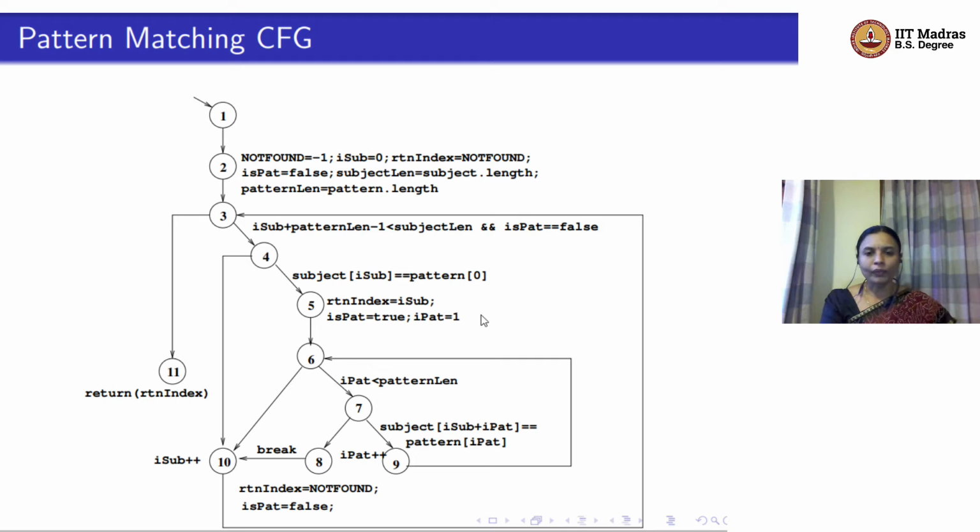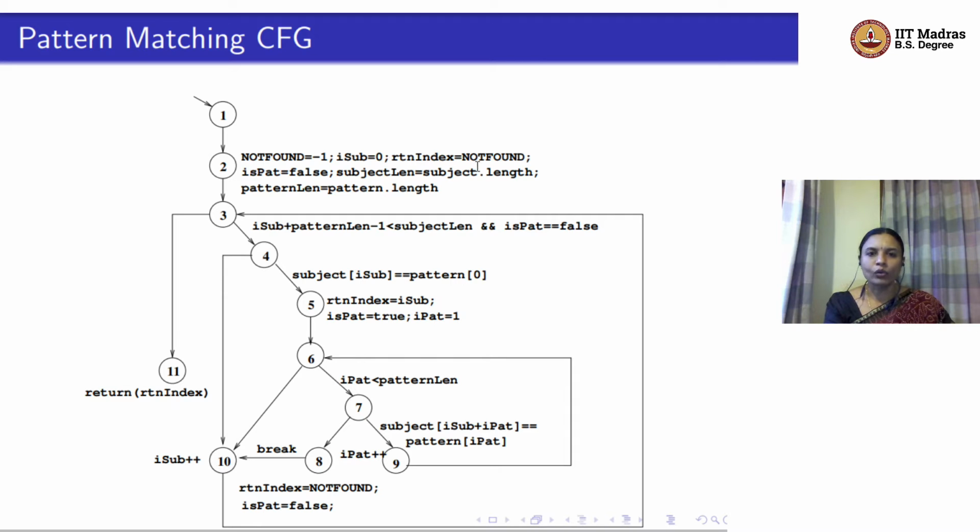Why have we now labeled some of the nodes and some of the edges with statements from the program? It is from these labels that we are going to infer the definitions and uses of the variables. So I've just written the same thing here. So if you see, let's go back here. Node 1 was empty. I'll come back to it in a minute. Node 2 had all these, right? It had a definition for not found as -1, I sub as 0, return index is not found.